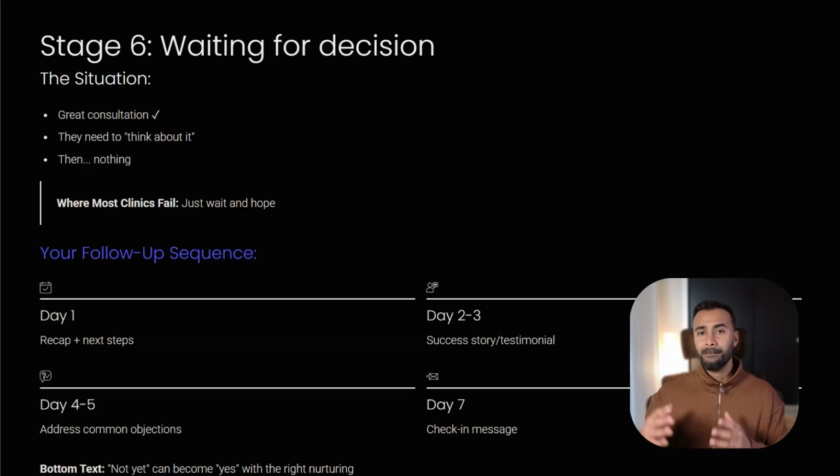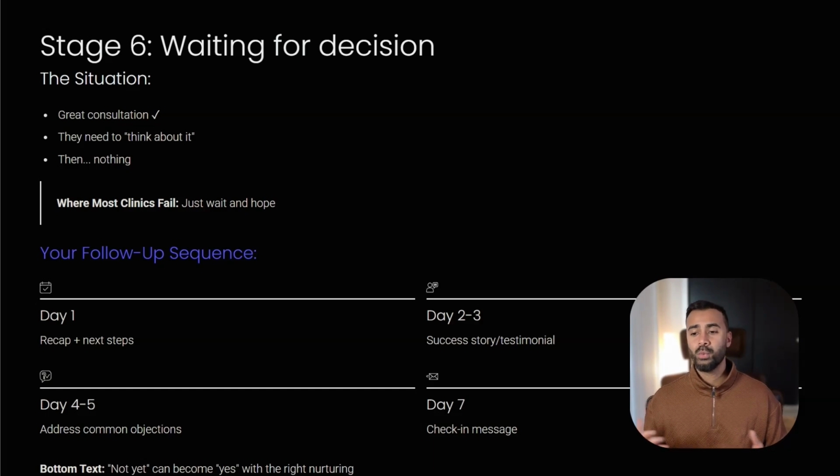That being said, because they're in the waiting for decision phase, you want to give them information to help them move through that decision. Not in a pushy way, but more in an educational way. So usually what you want to have set up is after the consultation, you want to send them a package of what you talked about and what the next step should be.